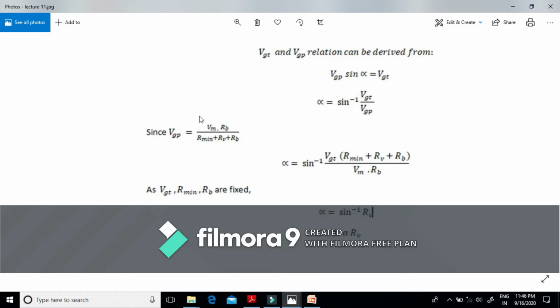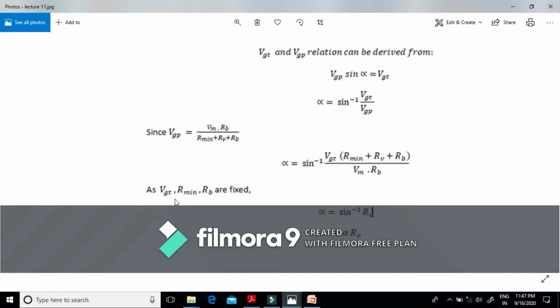Since we know that the voltage across the resistance RB is VGP is equal to Vm into RB divided by R minimum plus RV plus RB, or alpha is equal to sine inverse of VGT into R minimum plus RV plus RB divided by Vm into RB.